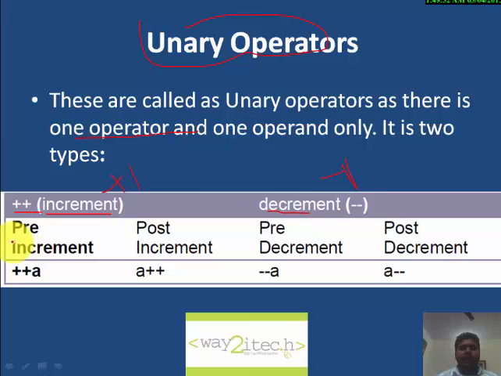Increment is of two types, pre-increment and post-increment. Similarly, decrement is also of two types, pre-decrement and post-decrement. Pre-increment is written as plus plus a, post-increment is written as a plus plus. Similarly, pre-decrement is written as minus minus a, post-decrement is written as a minus minus. This means we have to increase by 1, this means we have to decrease by 1. Both pre and post will increase or decrease the value by 1.